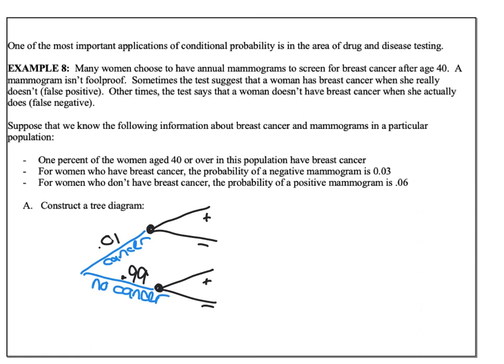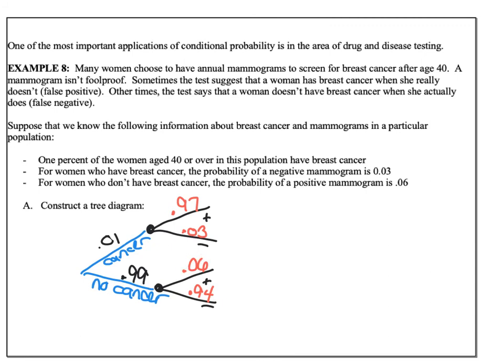So for the women who have breast cancer, it says the probability of a negative mammogram is 0.03. So that would be this branch here, which would mean by my complement rule that this needs to be 0.97. Remember, they need to add to 1. For women who don't have breast cancer, the probability of a positive is 0.06. And by my complement rule, this would be 0.94 for the negative. Remember that this is conditional probability here. The probability that you have a positive test given you have cancer. Whereas down here, probability of positive given that you don't have cancer, this would be a false positive right here.